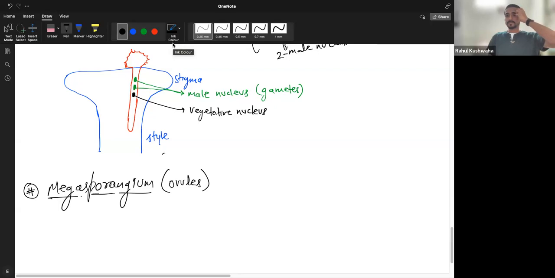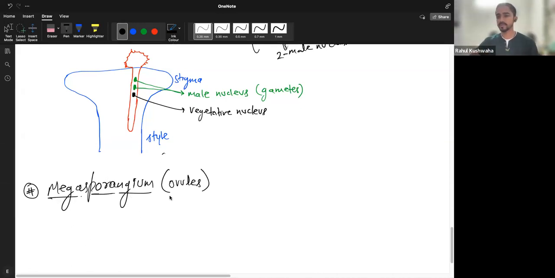Mono-ovulated ovaries are mostly, just write down examples: wheat, rice, mango. Multi-ovulated ovaries are papaya, watermelon, what else? All of the fruits, muskmelon, all these melons, and what? Tomato, brinjal, capsicum, chilies, they all have multiple seeds inside.